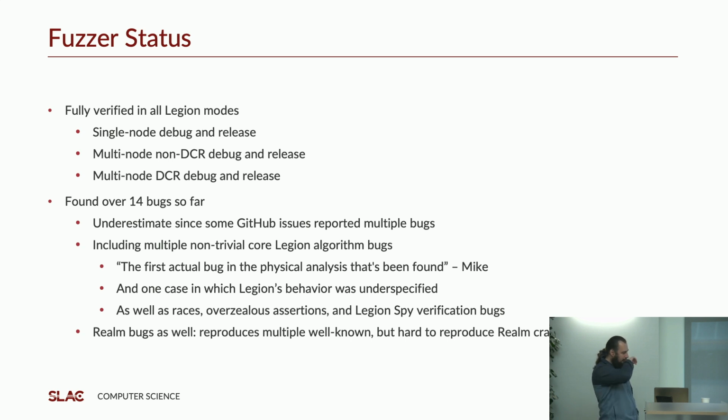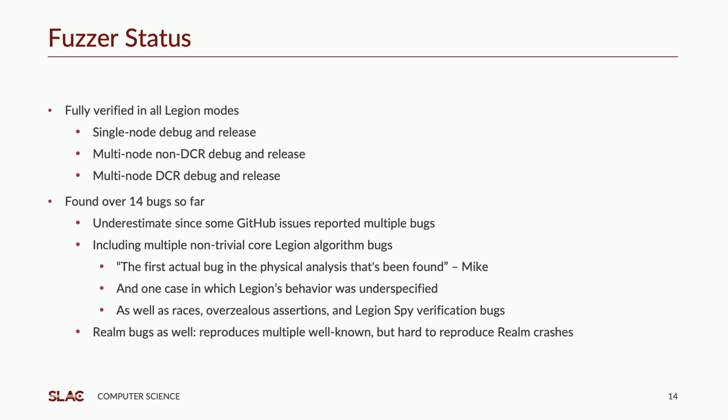We found more than 14 bugs. That's an underestimate because in some of the GitHub issues, I just kept going back and forth with Mike as I was finding new stuff. So I'd have to go back and actually count to find the real count. But it actually found multiple non-trivial algorithm bugs, including the first actual bug in physical analysis, according to Mike. So that is my quote from now on. I'm going to take that to all of my talks.